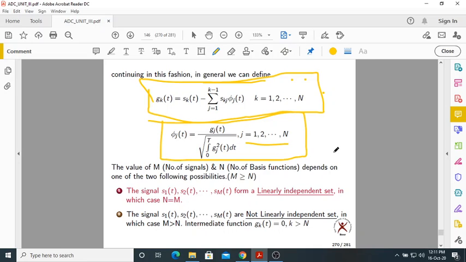Now, one thing is not clear till now. How to decide the value of capital N? I told you already, N should always be less than or equal to capital M, or capital M should always be greater than or equal to capital N. So it depends upon these two factors. These are very, very important.